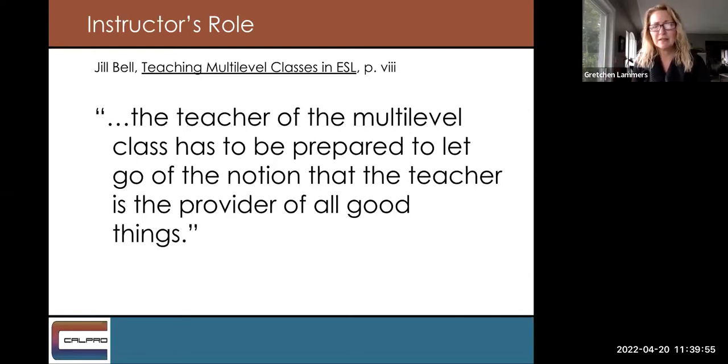And Jill Bell says, the teacher of the multi-level class has to be prepared, wait for it, to let go of the notion that teacher is the provider of all good things. Letting go of control, letting go of wanting to have that organized classroom, that is a hard thing to do. And that is where the instructor needs to go out of her or his comfort zone as well.